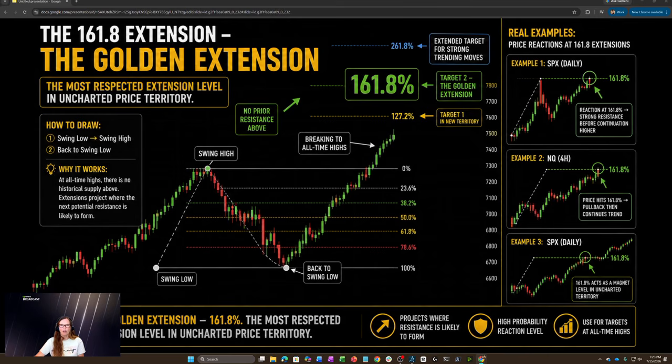So when price has no prior reference and is moving through new highs, the 1.618 extension is where I see the most consistent reaction. And the same logic applies at all-time lows, right? For a short trade or a declining asset. No prior demand below. Extensions project where the next likely area of buyer interest could form as price moves into new low territory. It's the same tool, same ratios, just projected in the opposite direction, below the prior low instead of above the all-time high.